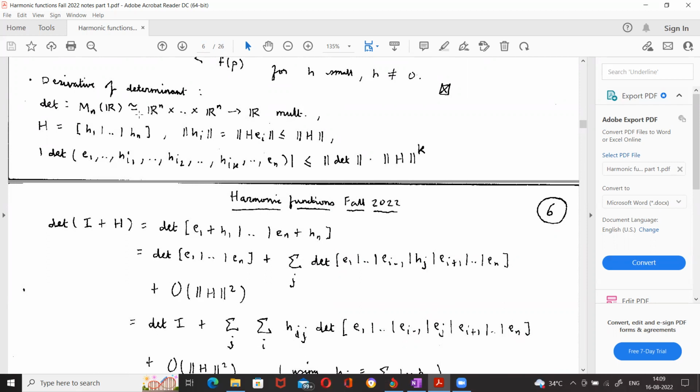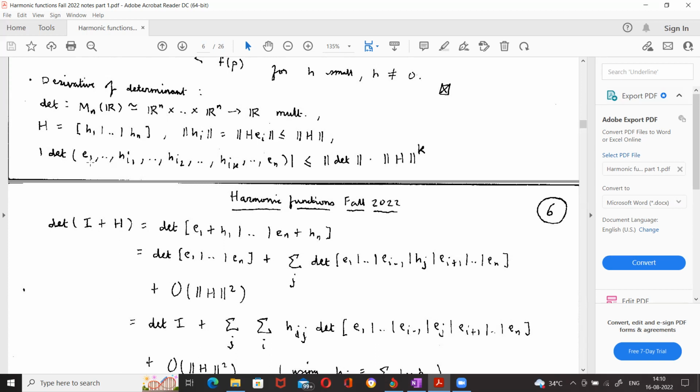So first, let's compute the derivative of the determinant at the identity. Suppose H is a square matrix with columns H1 to Hn. Then note that the norm of each column Hi is the same as the norm of H times Ei. And by definition, this is less than or equal to norm H into norm Ei. Norm Ei is 1. So this norm of H e_i is less than or equal to norm H, by definition.